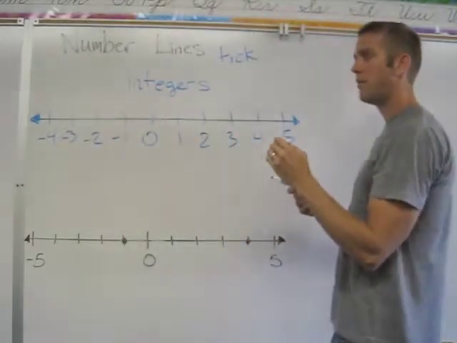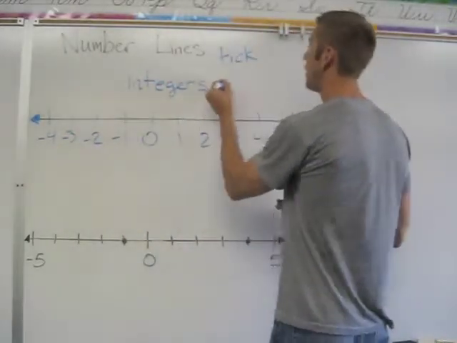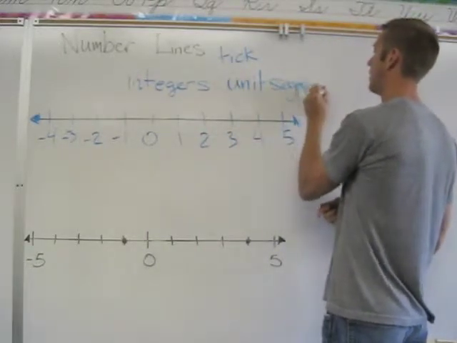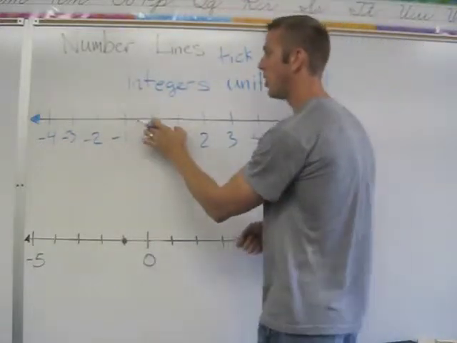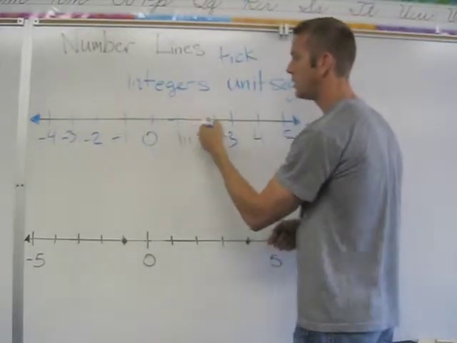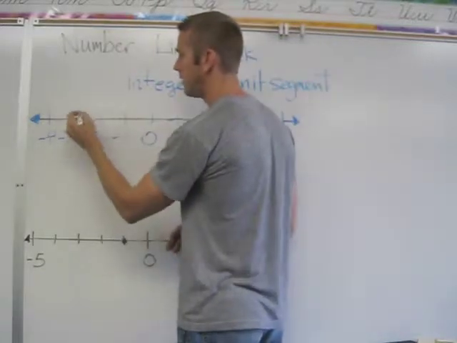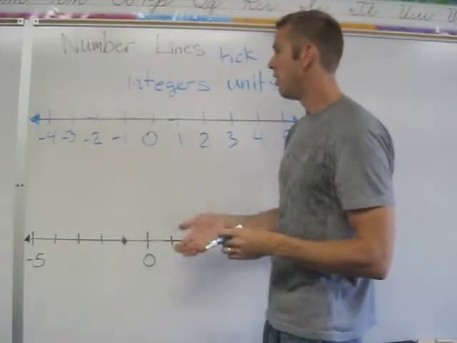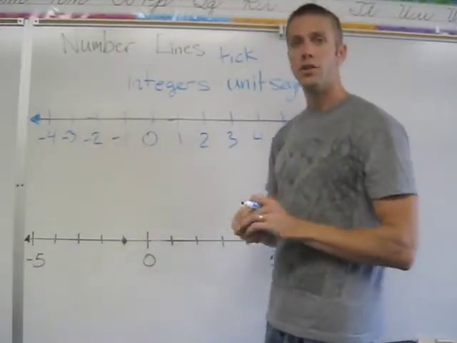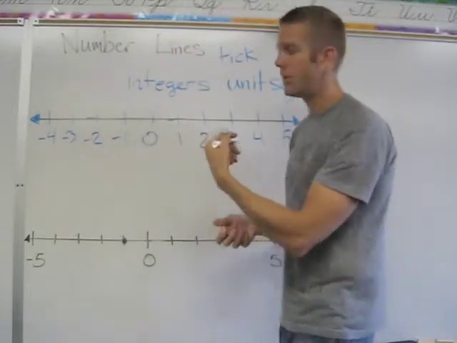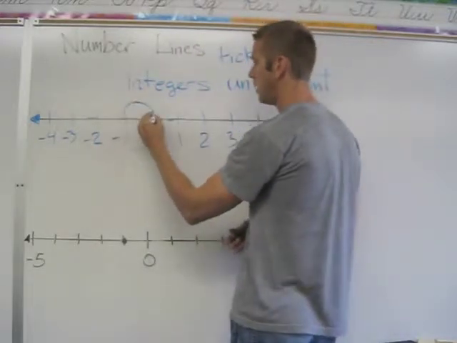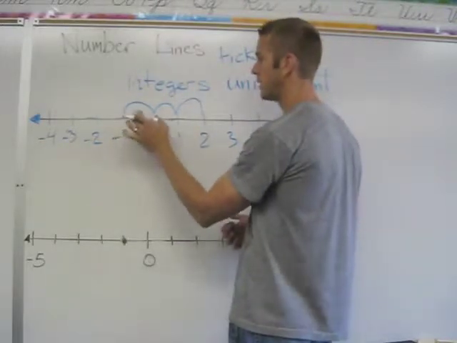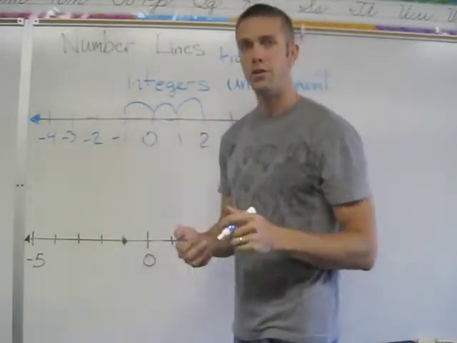Okay? Now, the spaces in between each tick mark is called a unit segment. So from 0 to 1 is a unit segment. From 1 to 2 is a unit segment. From -3 to -2 is a unit segment. So when someone asks you how many unit segments are there from -1 to 2, just hop the tick marks and count the spaces in between. So from -1 to 2, we have 1, 2, 3. 3 unit segments. Or you can count the space in between like this. 1, 2, 3. Those are unit segments.